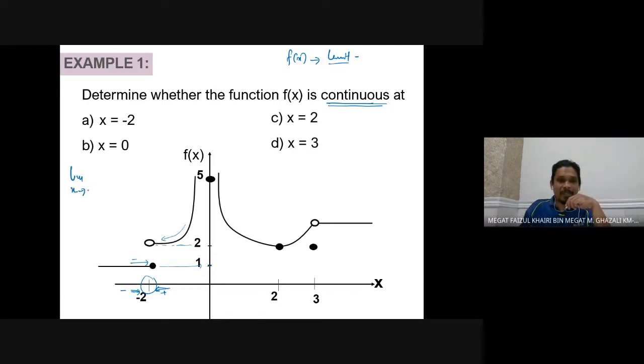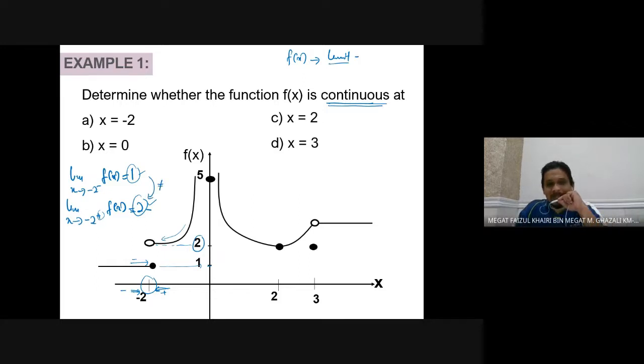The limit as x approaches -2 from the left of the function f(x) is y equal to 1. And the limit as x approaches -2 from the right of the function f(x) equals 2. So the limit as x approaches -2 from the left exists, and the limit as x approaches -2 from the right exists. But the values of y, 1 and 2, are not equal.